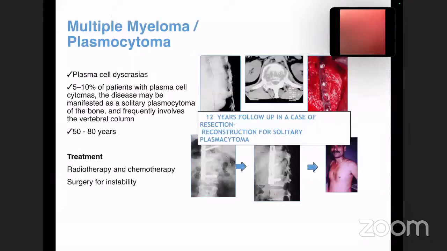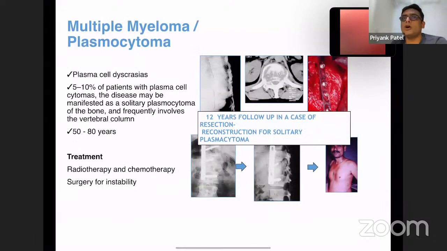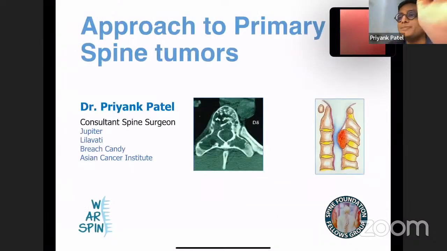So then you have multiple myeloma or plasmacytoma, which is a blood cell dyscrasia, which is basically a blood cell tumor. In 5 to 10% of patients with plasmacytoma, the disease may manifest as a solitary lesion, which is called plasmacytoma, or multiple lesions in the bone, which is called multiple myeloma. Again, commonly seen in the elderly age group, and the treatment is primarily radiotherapy and chemotherapy. Surgery only for instability or neurology. So that's basically all the different types of primary bone tumors.